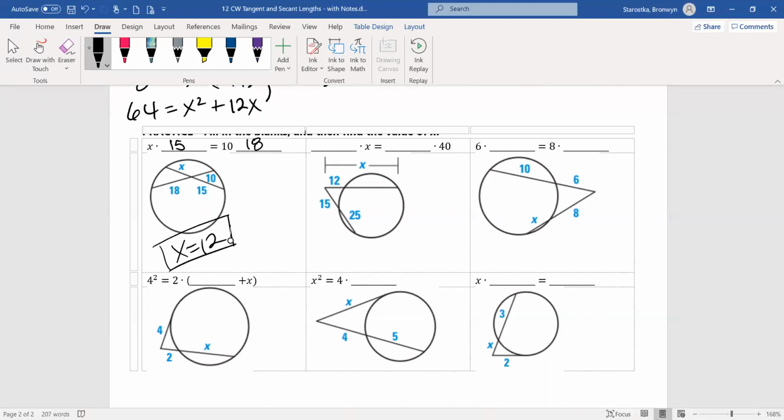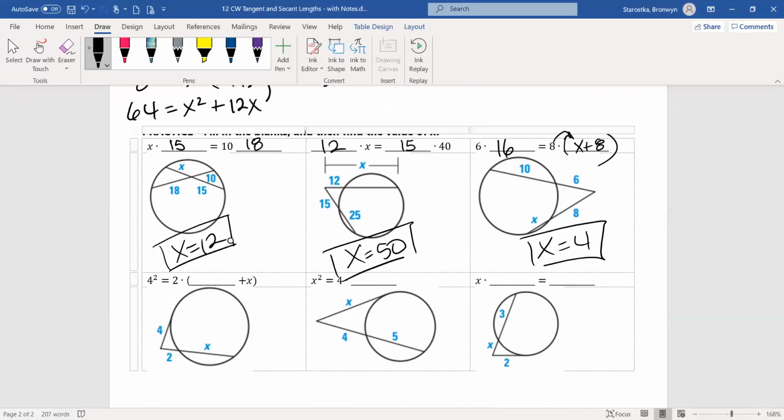For the next one, we've got two secants. So we're going to have 12 times x, and we're going to have 15 times 40. X equals 50. 6 times 16. Remember, we got to add those together. And 8 times x plus 8. X equals 4. Remember to distribute.